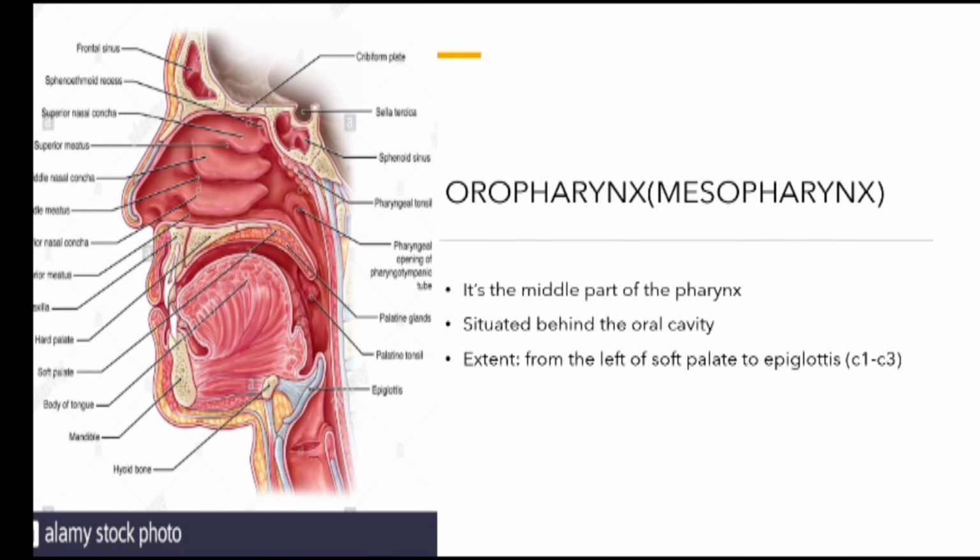Next, we move on to the oropharynx, which is also called mesopharynx. It's the middle part of the pharynx and is situated behind the oral cavity. Basically, it extends from the soft palate to the epiglottis at the level of C1 to C3.